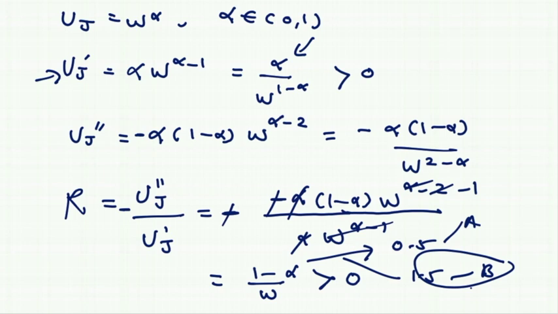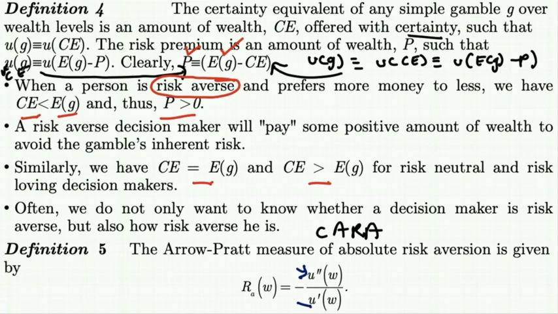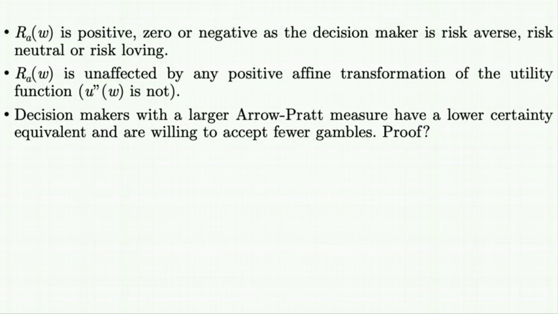All right, now what I said just now is basically this. Decision makers with a larger Arrow-Pratt measure, or coefficient of absolute risk aversion, are willing to accept fewer gambles. And furthermore, if this kind of person has a larger Arrow-Pratt measure, then he has a lower certainty equivalent.